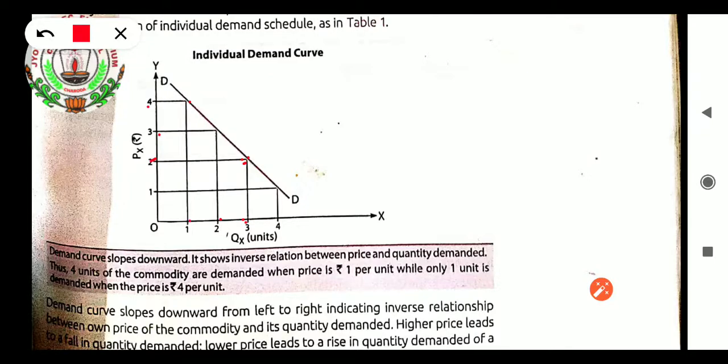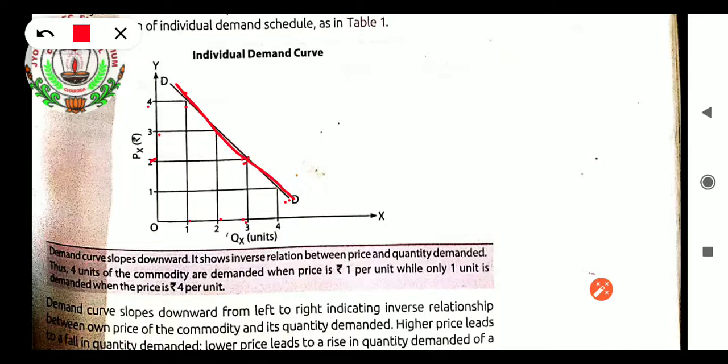Now the dots you got, the connectivity between price and quantity, you will join and draw a line. This is the demand curve, marked DD. What demand curve did you get? Not a curve but a straight line, and that demand curve is known as the individual demand curve. This demand curve slopes downward. It shows inverse relation between price and quantity demanded.